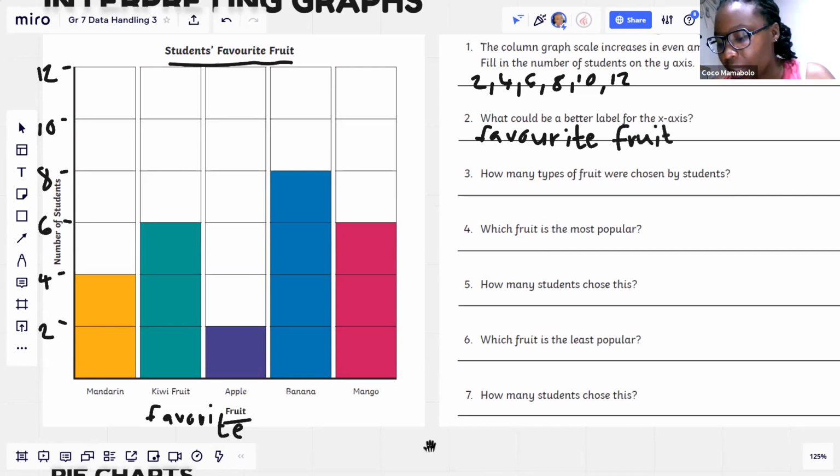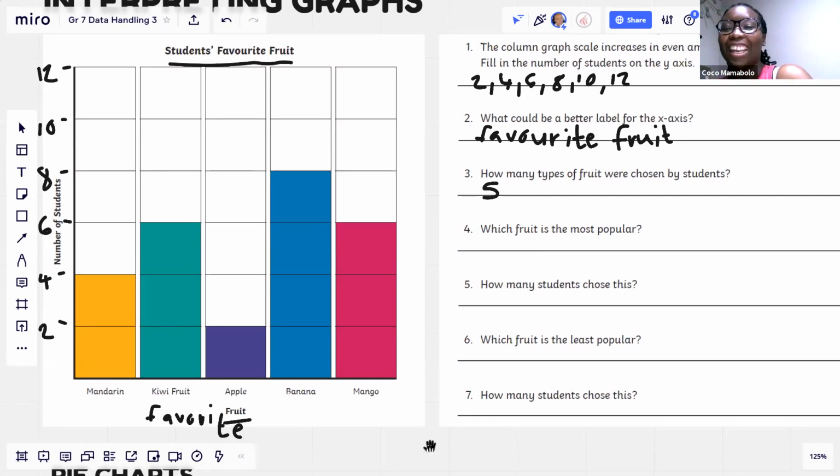Okay, now how many types of fruits were chosen by students? Okay, guys, you just have to count how many fruits do we have? 5. No, 5. What different types of fruit do we have? 5 different types. So number 3 is 5. Which fruit is the most popular?